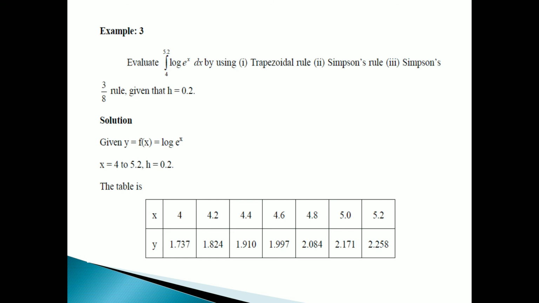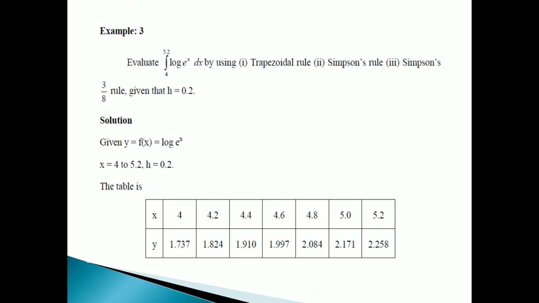So let's take one example. Evaluate the integral from 4 to 5.2 of log e raised to x dx by using the trapezoidal rule, Simpson's rule and Simpson's 3/8 rule, given that h is equal to 0.2. From this given value of h, we easily prepare the table as shown below. Given y equal to f of x, that is log e raised to x, with x ranging from 4 to 5.2, and h equal to 0.2, the table is constructed from this data.